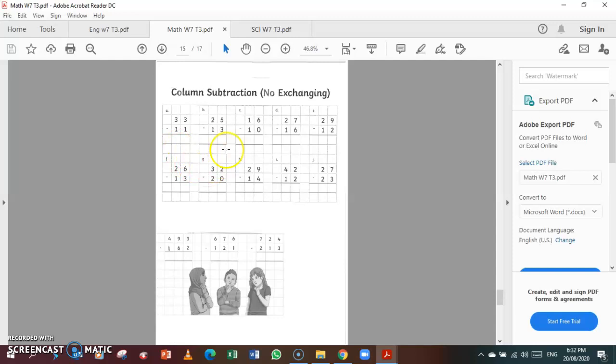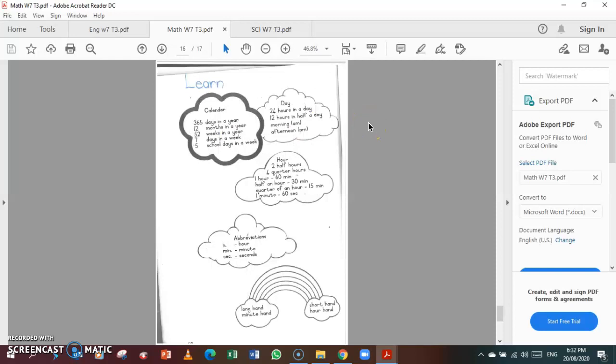Then we move on. Always remember we start from the back, moving to the front. 5 take away 3, 2 take away 1, and you write your answer in there. Then, here, I've got some information I'd like you to learn, year one. I would roughly go through it.